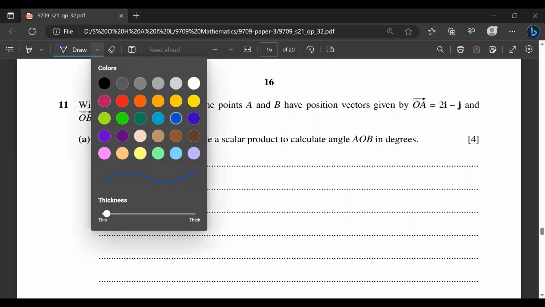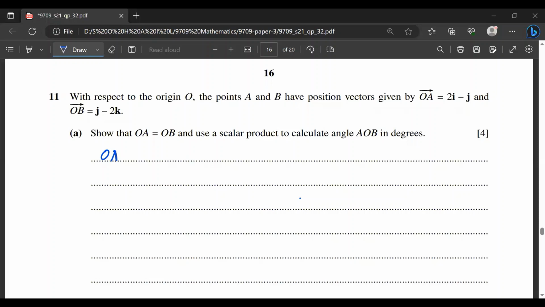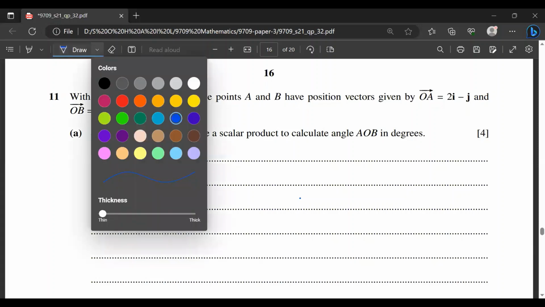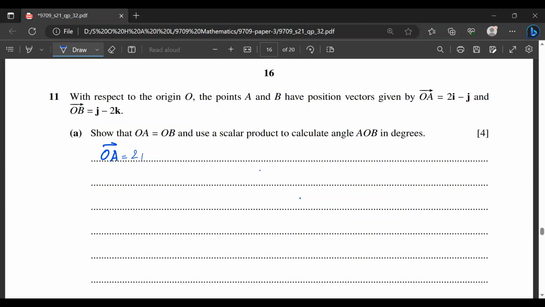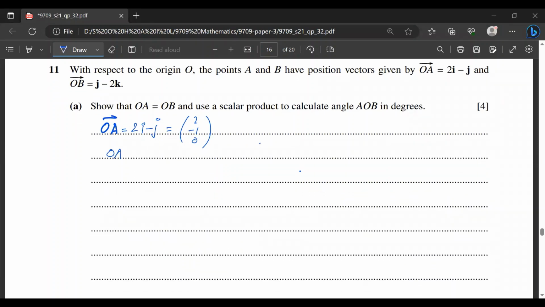Now, this is a very simple part. You are given the vectors OA and OB. OA vector is given as 2i minus j, so you can write 2, minus 1 and 0 for this. And so if OA is this vector, its magnitude is the square root of 2 squared plus minus 1 squared plus 0 squared, and this is equal to root 5. So the length OA is root 5.